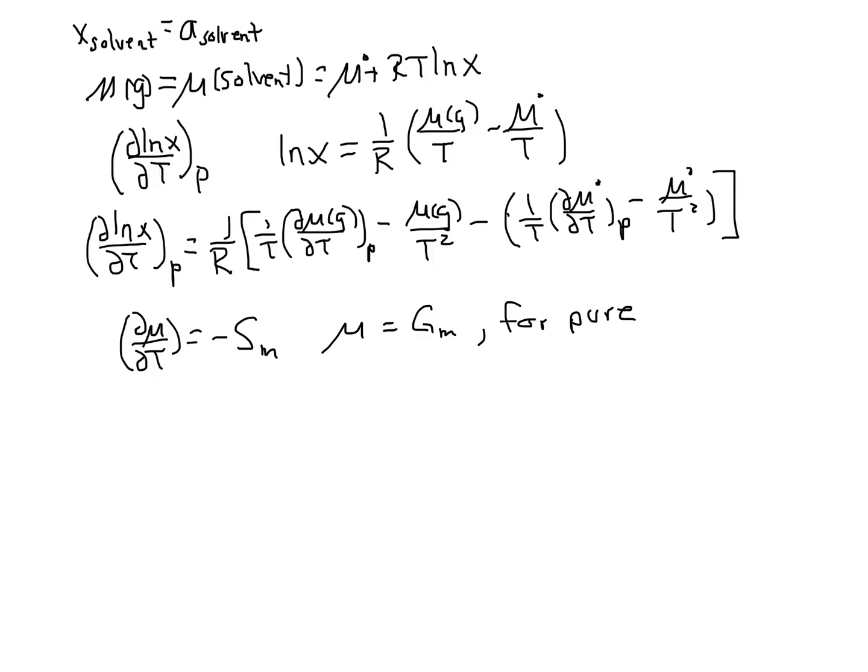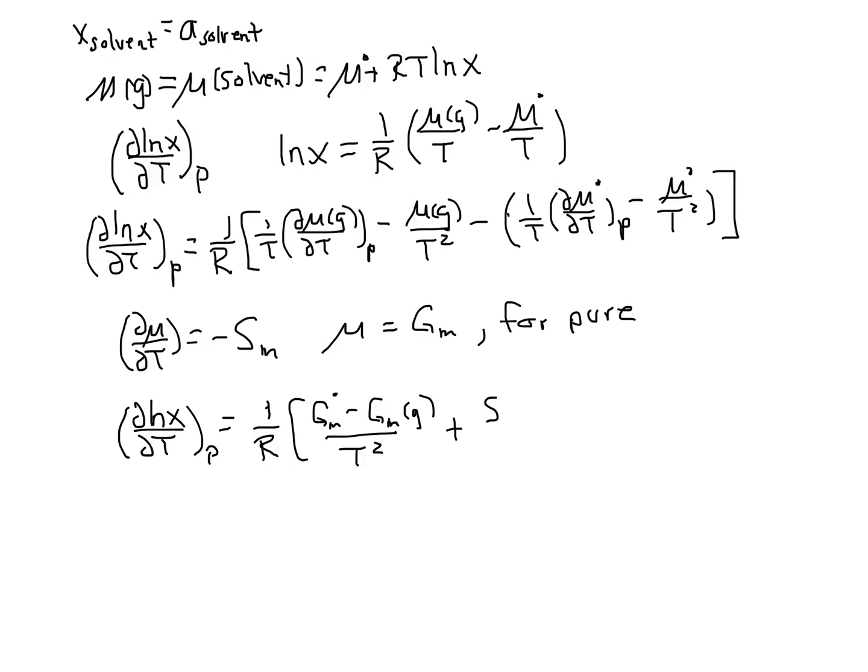Making these substitutions, I can write that the derivative of the natural log of the mole fraction with respect to temperature at constant pressure is equal to 1 over R times the quantity molar Gibbs free energy of the pure solvent minus the molar Gibbs free energy of the gas divided by T squared plus the molar entropy of the pure solvent minus the molar entropy of the gas divided by T.